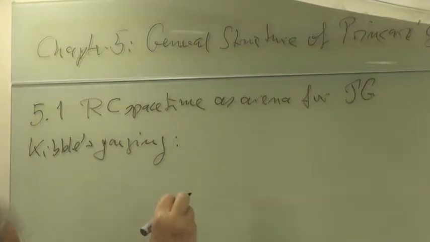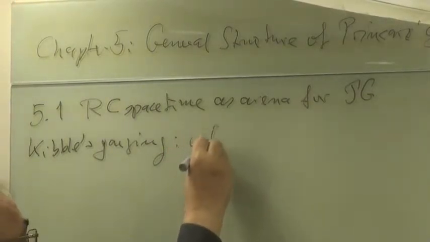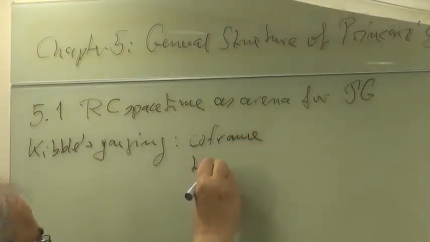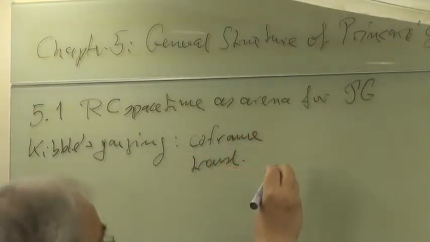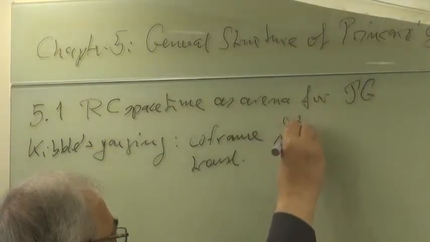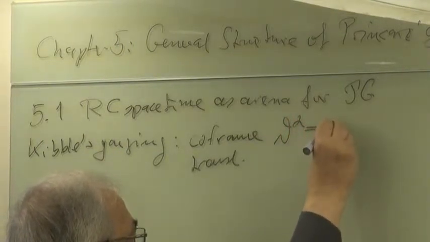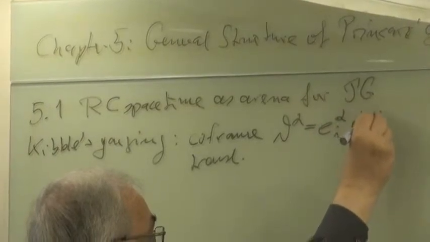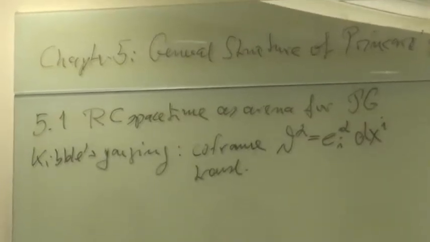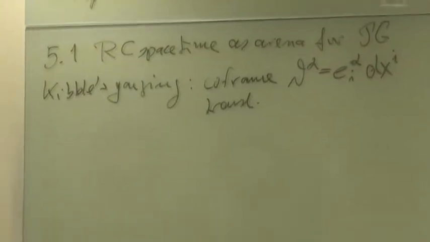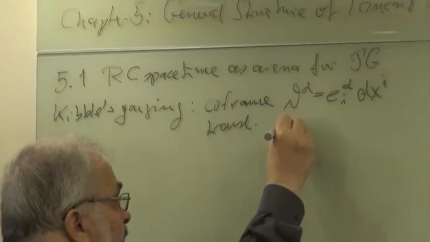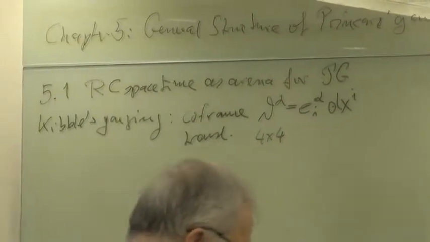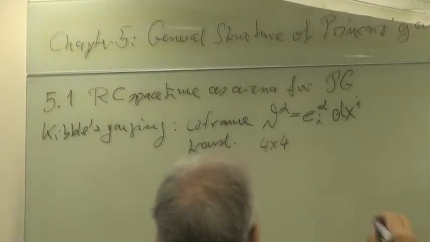We found a translational potential. This was the coframe. That was for translations. This was theta alpha equals e alpha i times dx^i if we expand it in a natural coframe. And these are 4 times 4 components. And we have the Lorentz rotations.